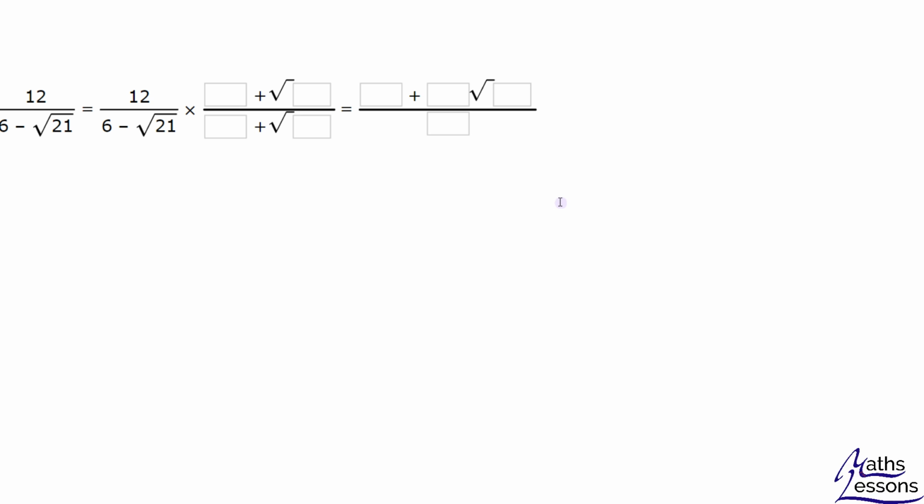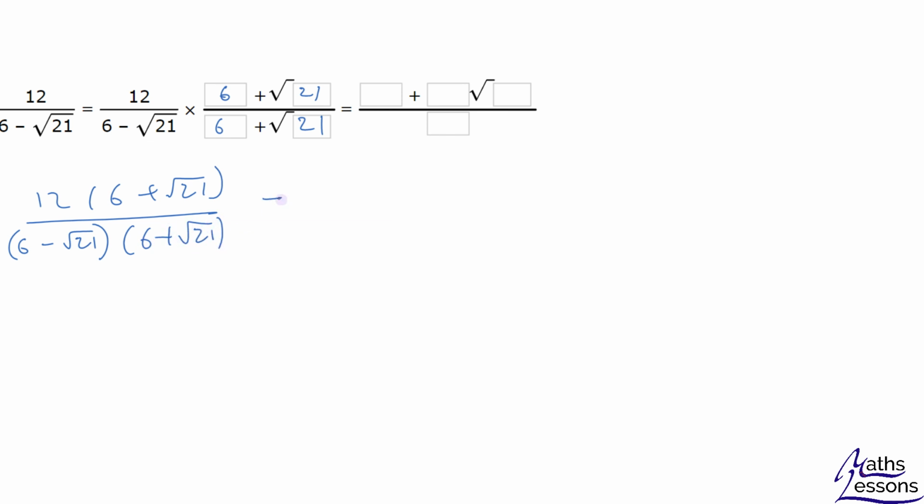Okay, so let's have a look at this. And hopefully you spotted you're going to times top and bottom by 6 plus the square root of 21. And let's just do that. So we get 12 times 6 plus the square root of 21 over 6 minus root 21 times 6 plus root 21. On the top, 12 times 6 is 72.